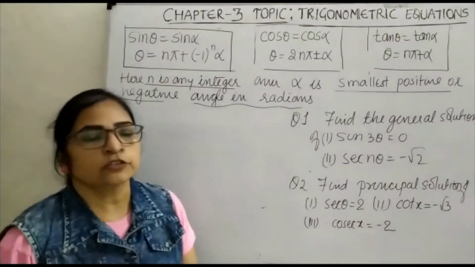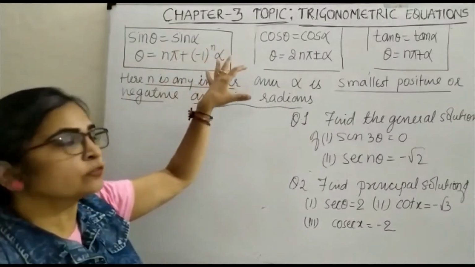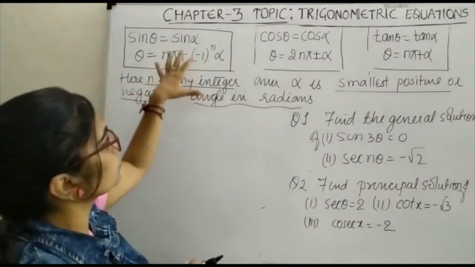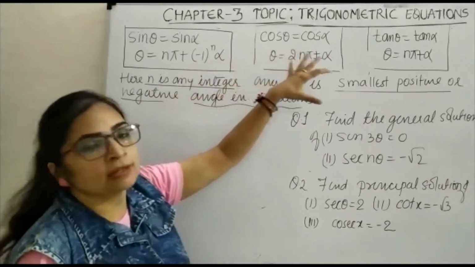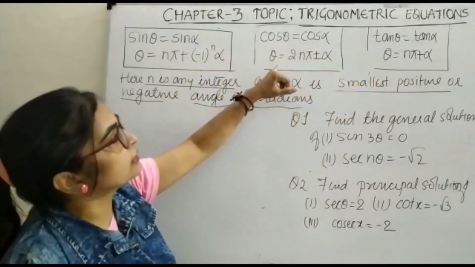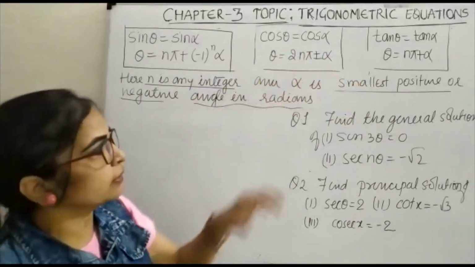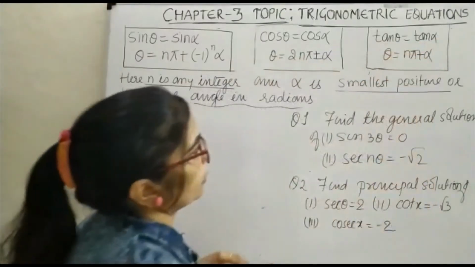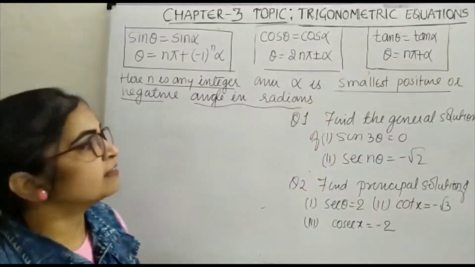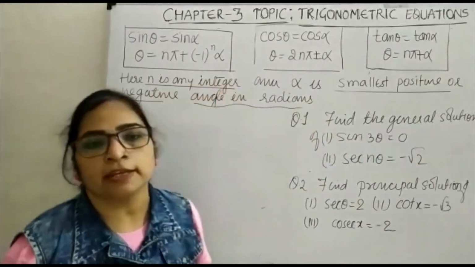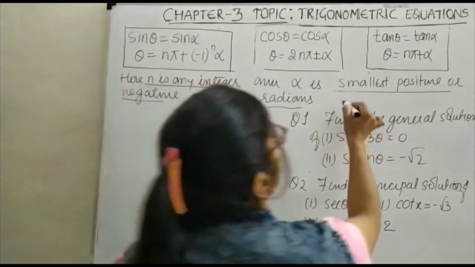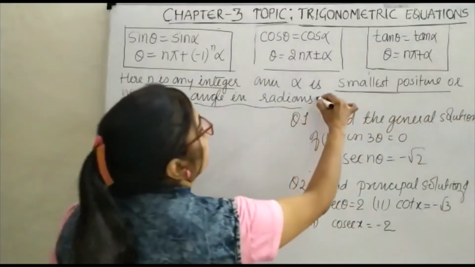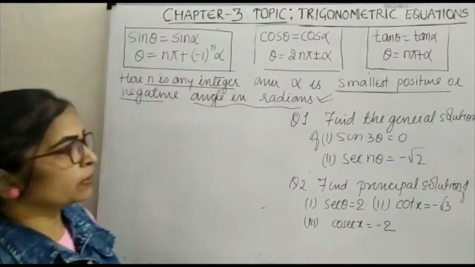Continuing our discussion, for sin theta is equal to sin alpha, we are having theta is equal to n pi plus minus 1 raised to n alpha. Cos theta is equal to cos alpha, we are having theta is equal to 2n pi plus or minus alpha. And tan theta is equal to tan alpha, we are having theta is equal to n pi plus alpha, where n is any integer and alpha is the smallest positive or negative angle in radians. Now let us see some questions based upon this.